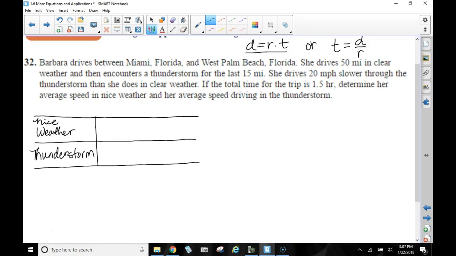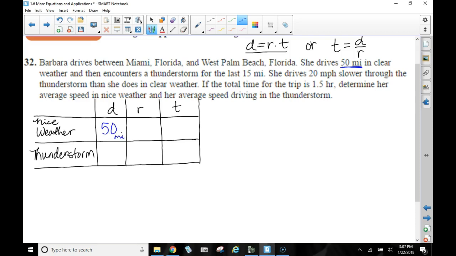And we want to discuss quantities about the distance, the rates, and the times. So let's make columns for those. Distance, rate, times. All right, that looks pretty good. Now, let's pick out the information and fill in the cells within our table as much as we can. As far as the distances go, we know that she drives 50 miles. There's a label for a distance in the clear weather. So her distance in the nice or the clear weather is 50 miles.